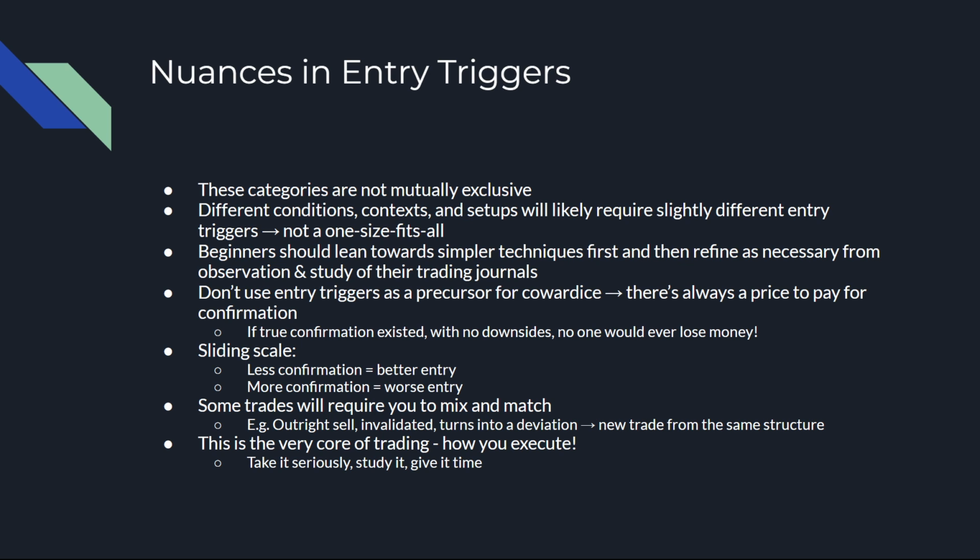And it's, again, the same sliding scale I alluded to earlier. Less confirmation generally means a better entry. More confirmation generally means a worse entry, which is fine, but it's just a calculation you have to be aware of and make sense of, depending on the size of the move, how much is left to catch, the relative risk to reward, and so on and so forth. Some trades will require you to mix and match. Again, we went over the example where you have a sell, it gets invalidated, and then it turns into a deviation, and you can take more than one trade and more than one entry trigger at the same structure. There are no rules against that that I'm aware of.